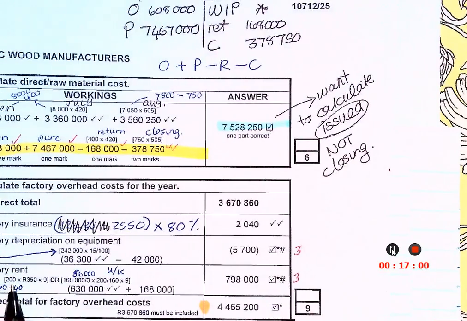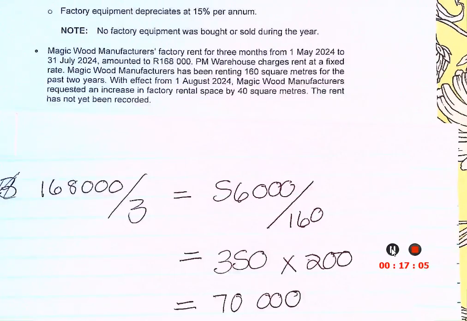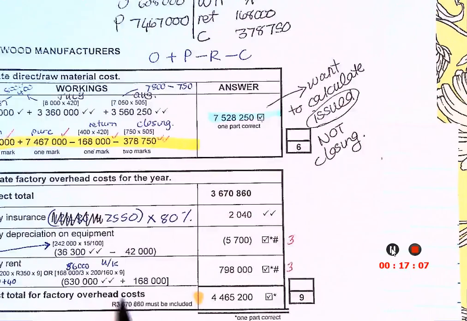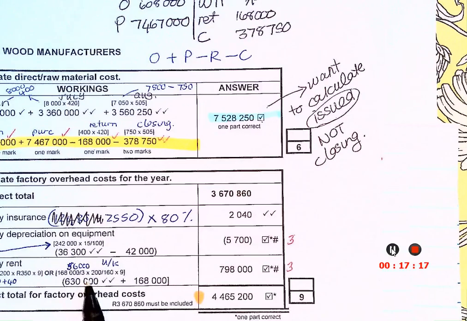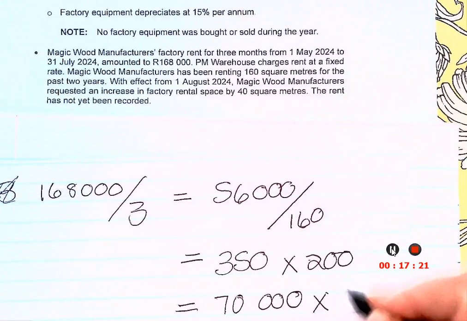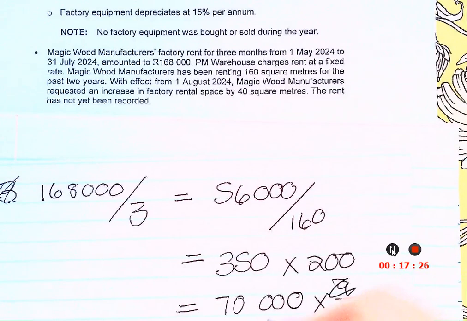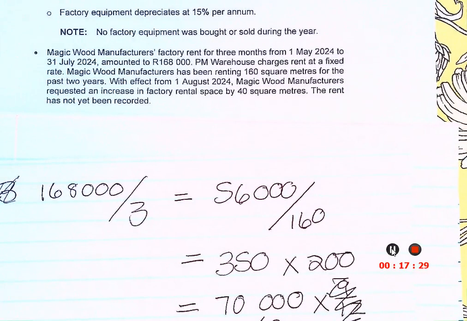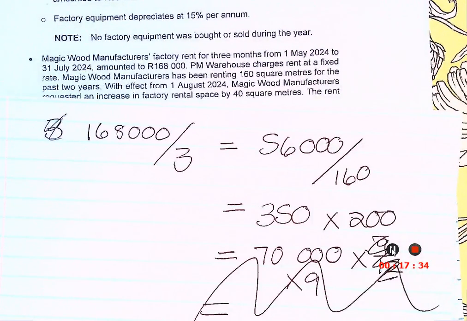What did they do? They took the 168, they divided it by 3. Thank goodness we had something right. Then they times it with 200 over 160. Oh, it's only 9 months. So let's go 9 months. Oh no, times that with 9. Sorry. No, I'm wrong. Why am I wrong?